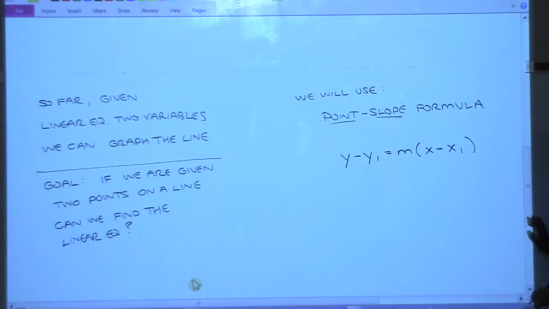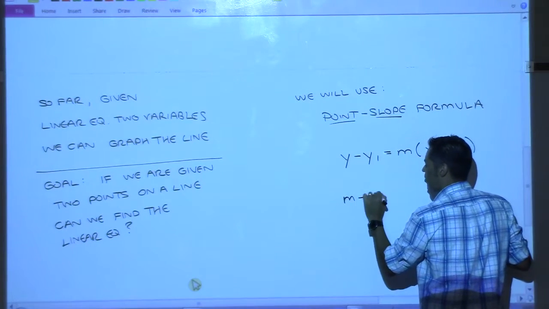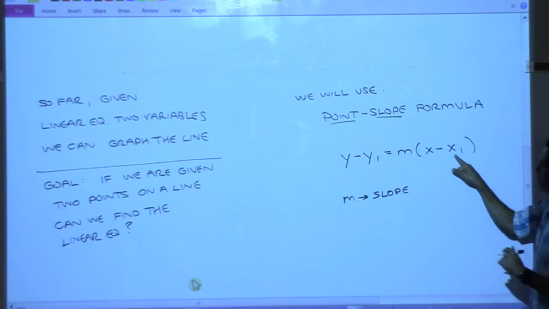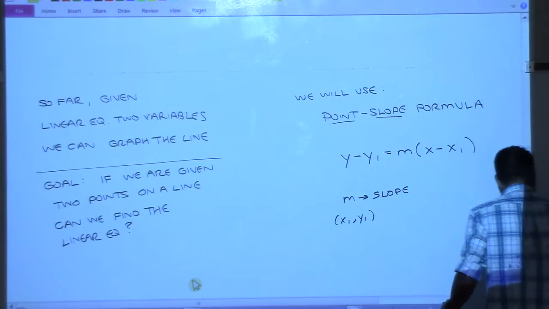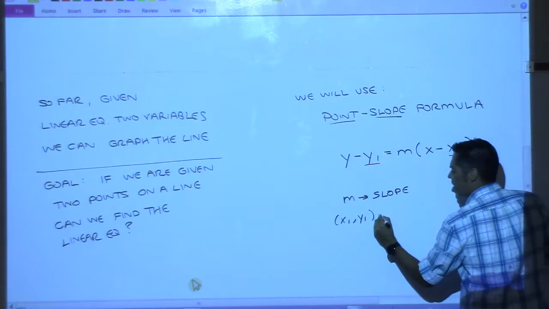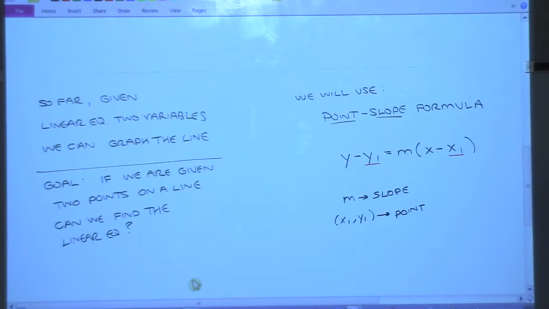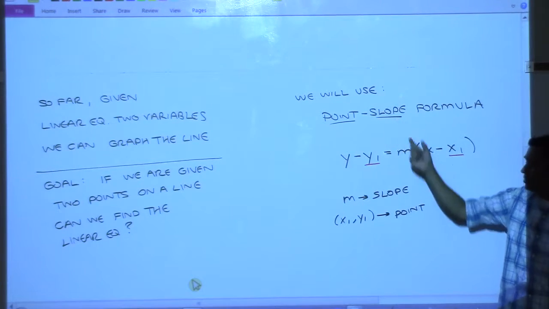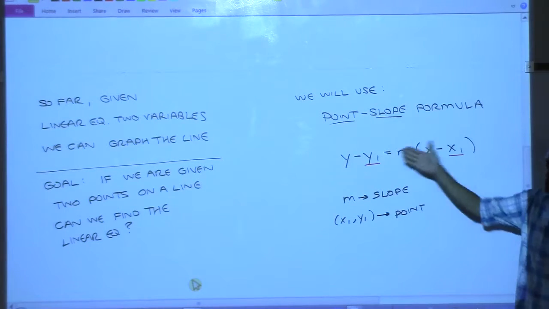Let me explain what all this is. First of all, m here is just the slope of the line. And then the x1 comma y1, these two numbers right here, is the point that you have on the line. So remember, I said to use this formula, what two things must you have? A point and a slope. So if you know the point, we'll call it x1, y1, and you know the slope, then you can use this formula.